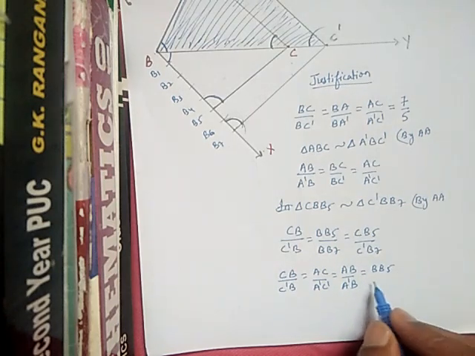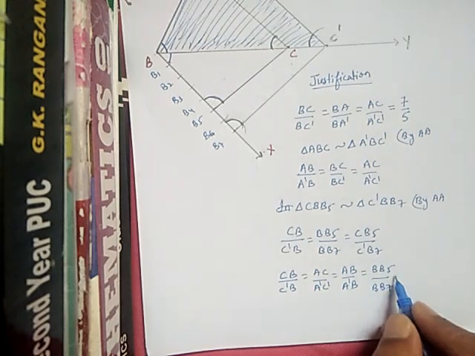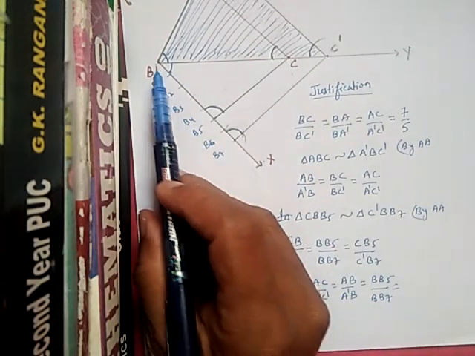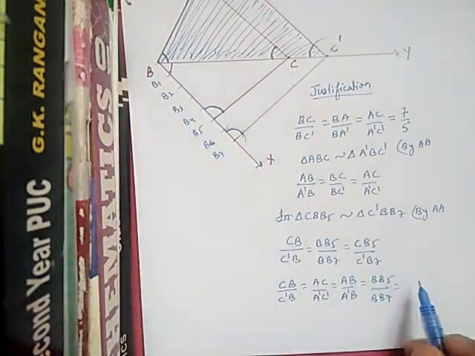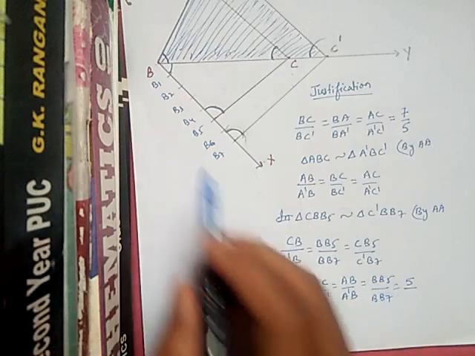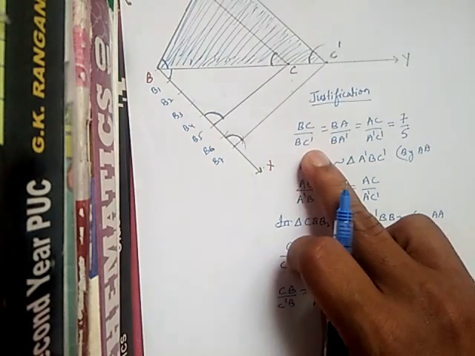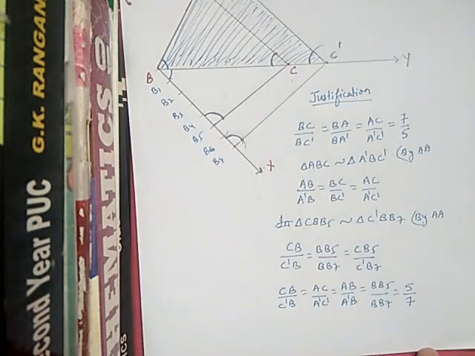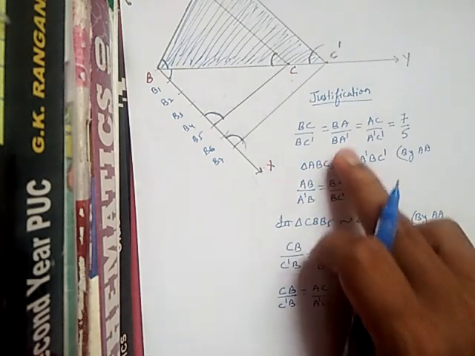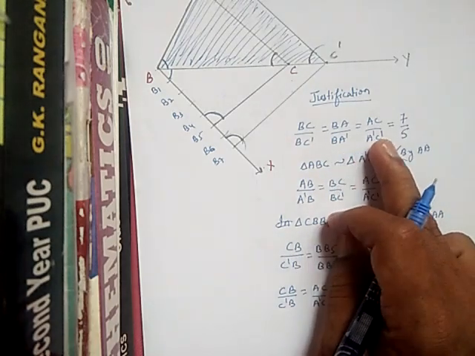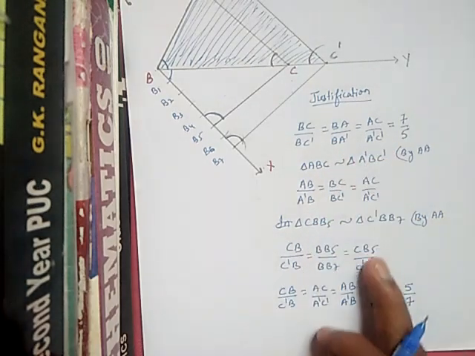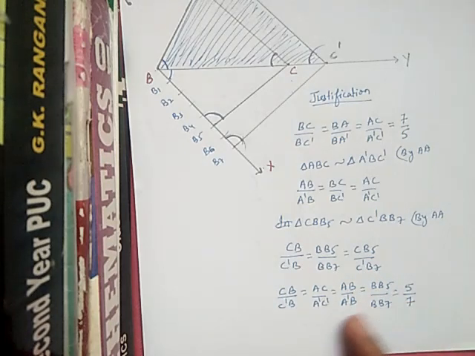BB5 divided by BB7. Okay, which is equal to, what is BB5? BB5 means from here to here it is 5 points. So you can write here 5 divided by, from B to B7. B to B7 is 7. So you can write here 7. So we need here BC by BC dash, and here BA by BA dash is equal to AC by A dash C dash. So this ratio.